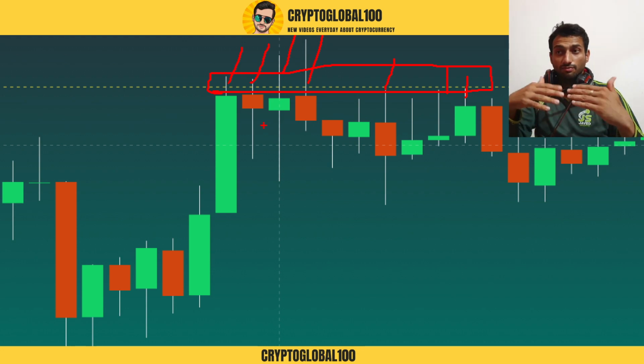It makes it weaker. A level or a thing or a matter becomes weaker because you have tested it, you have punched it multiple times. Now it has become weaker. Same is the case here. You can see the candles are testing the resistance area multiple times, which makes it weaker.